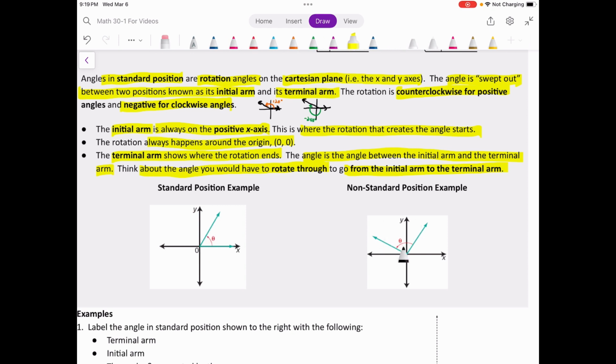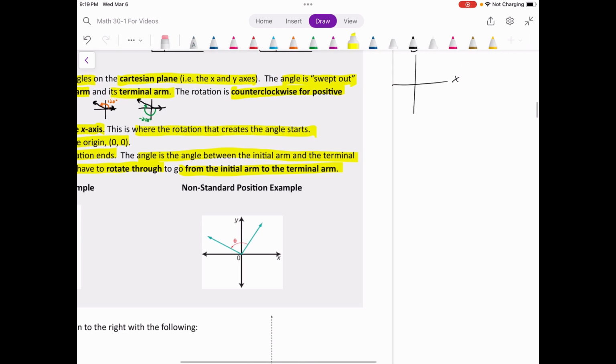This is a non-standard position angle. It's still an angle we could think about. We could think about rotating from here to here, but it's considered non-standard position because, do you see why? The initial arm is not starting on the positive x-axis, right? Another non-standard angle would be something like if you had your initial arm like this and you rotated to there. Why is this considered a non-standard angle? Because it's not centered about the origin, right?